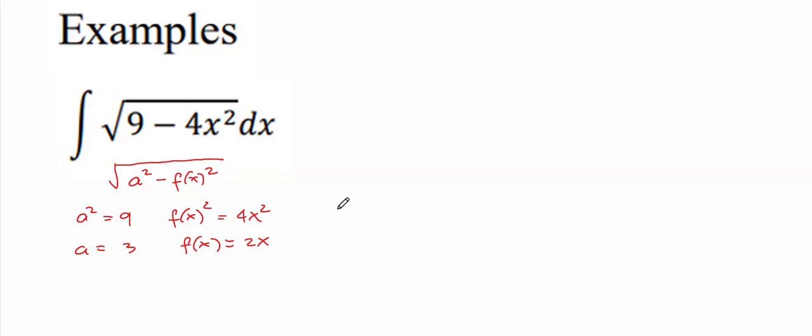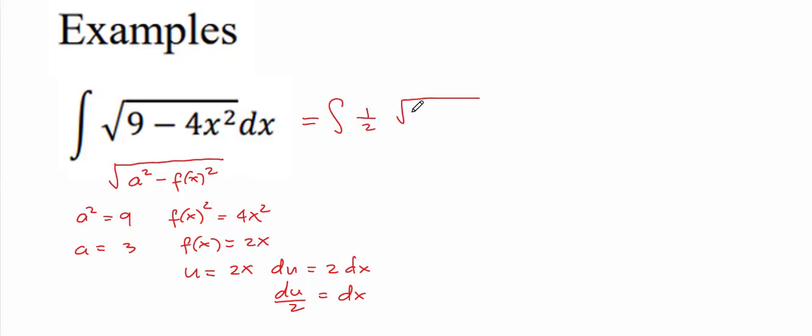So, dito, we let u. Since yung f of x natin is not simply x, we let u be 2x. So, ano yung du natin? This is 2 dx. The remaining part is simply dx. So, du over 2 is dx. So, the answer here would be the integral of 1/2 square root of a squared minus u squared du. And this is one of the secondary formulas.